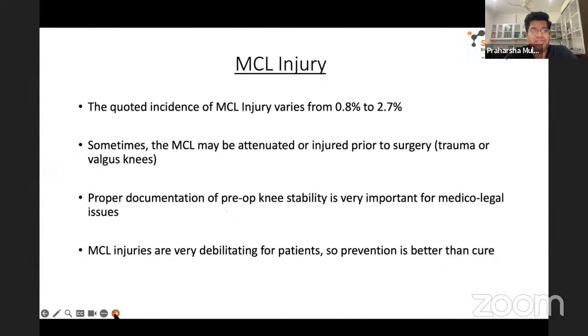The incidence of MCL injury ranges from 0.8 to 2.7% based on the literature. Sometimes even preoperatively, the MCL may be attenuated or injured prior to surgery, either in a post-traumatic situation or in valgus knees, etc. So it's very important to document the preoperative knee stability before surgery so that you can avoid medicolegal issues in case you land up with unexpected instability during surgery. These injuries are very debilitating for patients. So prevention is better than cure.